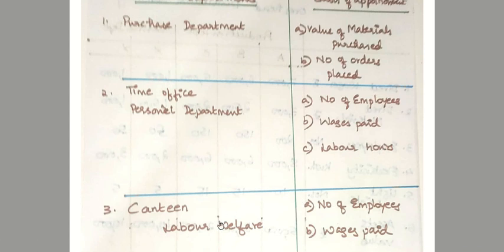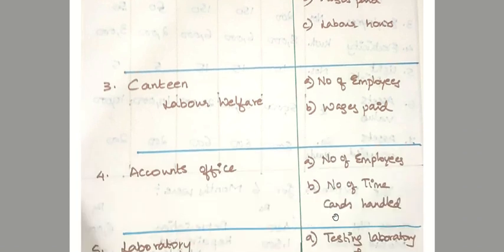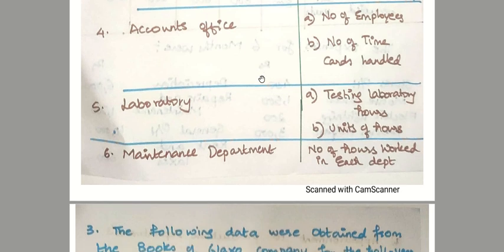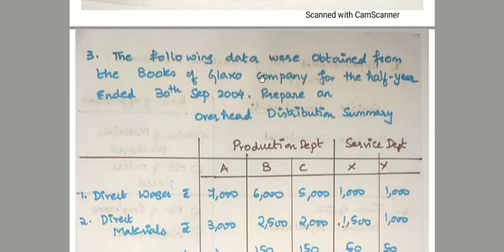Your canteen labor welfare, the basis is number of employees and the wages paid. Your accounts office, the basis is number of employees, number of time cards handled. Your laboratory, the basis is testing laboratory hours, units of hours, and your maintenance department is number of hours worked in each department. Moving on to your next question.